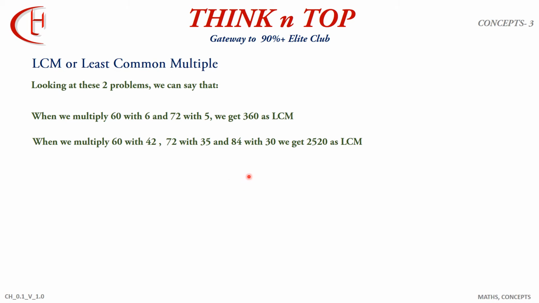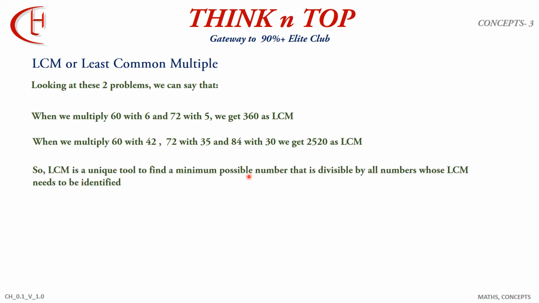The first step is to break each individual number into its prime factors, then look for the common prime factors and the individual prime factors, note them down and multiply them. Now do you know where we apply LCM? I will give you one example. As I said, it is a great tool that predicts interrelationship between 2 or more numbers. So LCM is a unique tool to find the minimal possible number that is divisible by all numbers whose LCM needs to be identified.